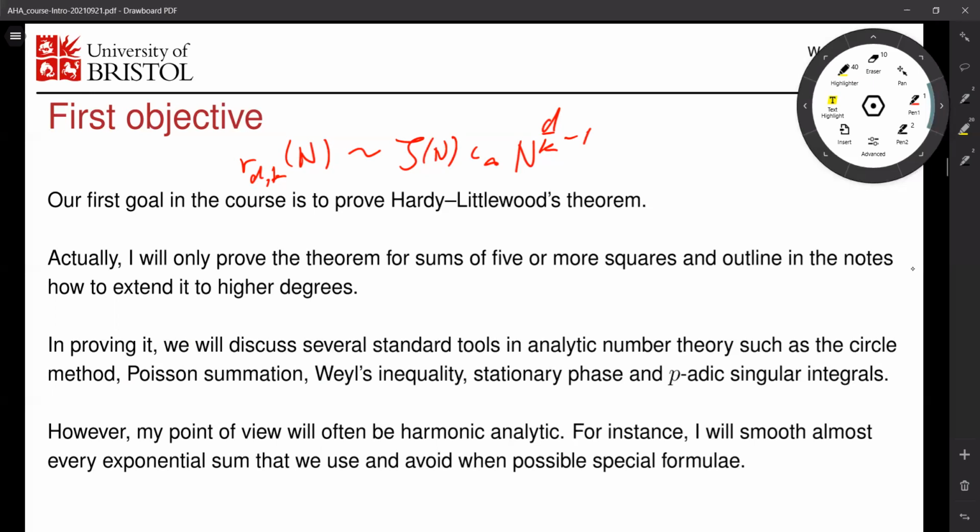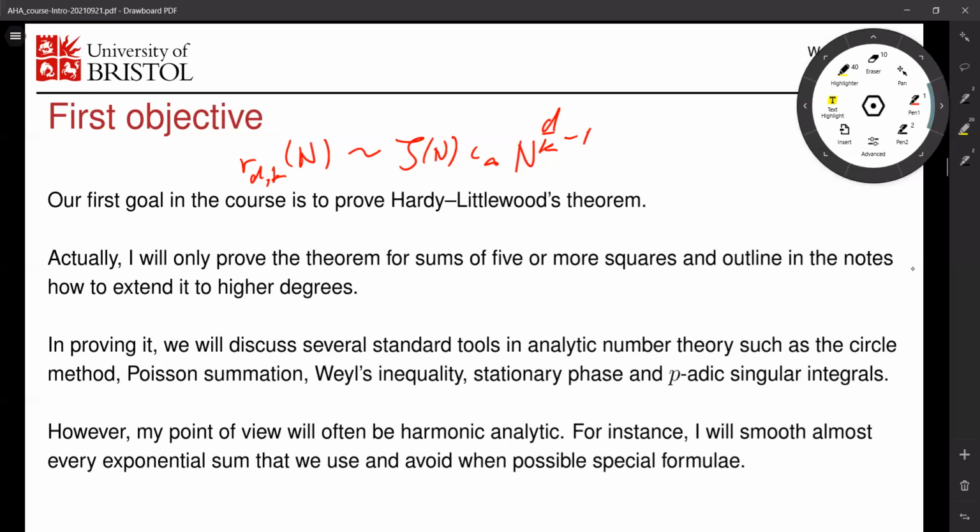And in the course, I'll actually prove it for sums of 5 or more squares and outline how to do it in higher degrees. We'll find that, you know, you could give a whole course on just the circle method doing these things, and we don't have that much time. But as we do it, I'll be introducing a lot of things like, okay, we've already seen this delta method representation, but we'll also use Poisson summation, Weyl's inequality, stationary phase, p-adic singular integrals, and so on.